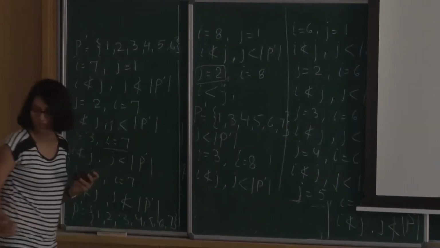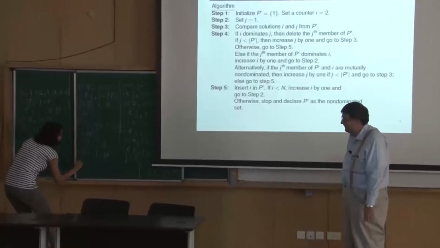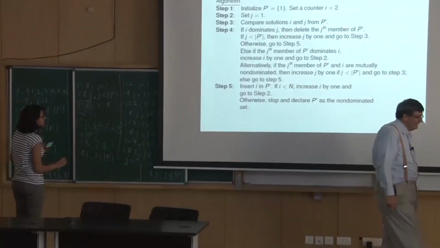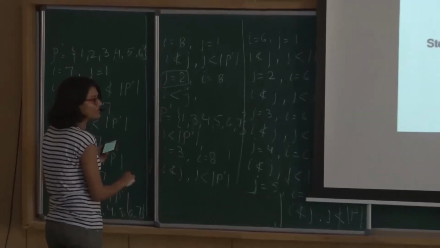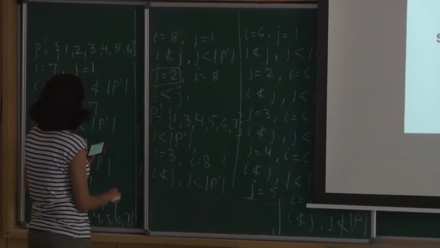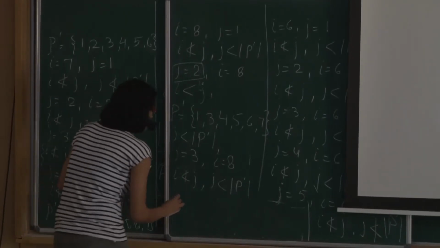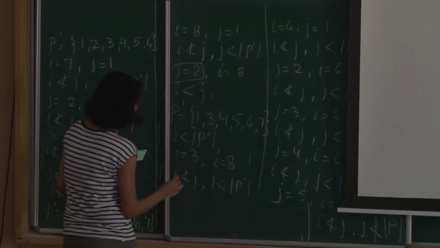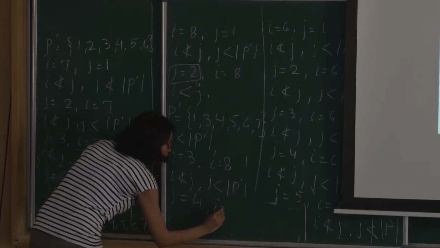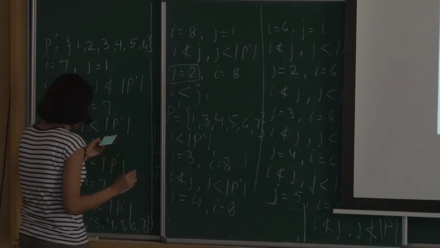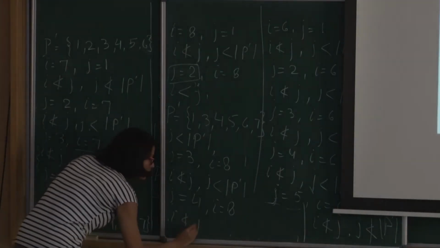In my execution, I never got 7 into this, but you managed to get 7 inside this set. Did I do something wrong? I'm not sure. No, you are, but, yeah, I think pretty much, so far it's correct. J is less than P dash, so J is 4, I equals 8, 8 and 4.